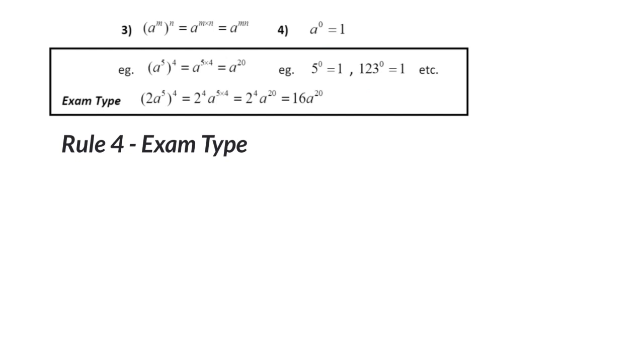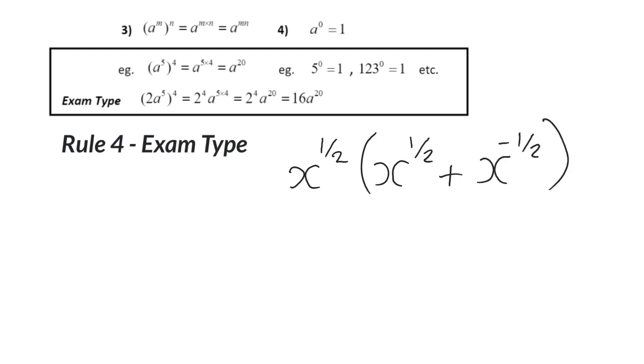what we tend to see for the rule 4 exam type is a question that involves brackets, and we might have something typically like x to the power of a half times x to the power of a half plus x to the power of negative a half. Okay, now to explain how we would tackle this, we need to just recall our rules about breaking brackets.